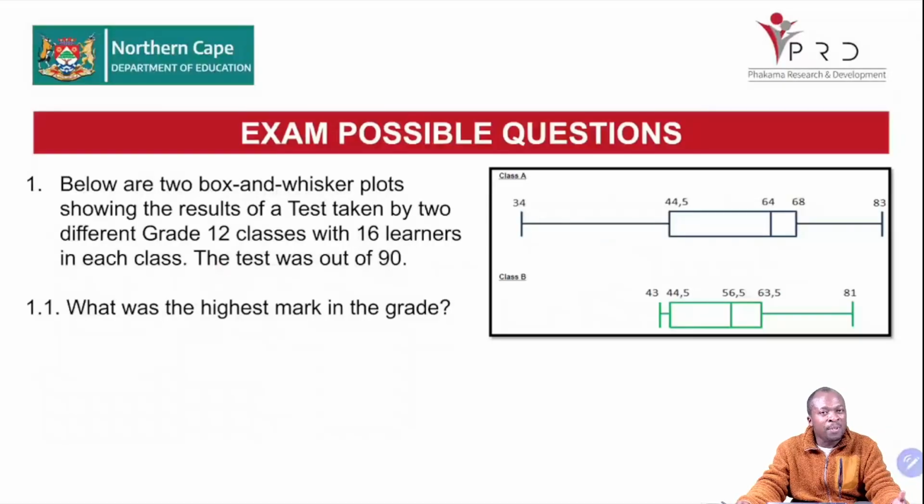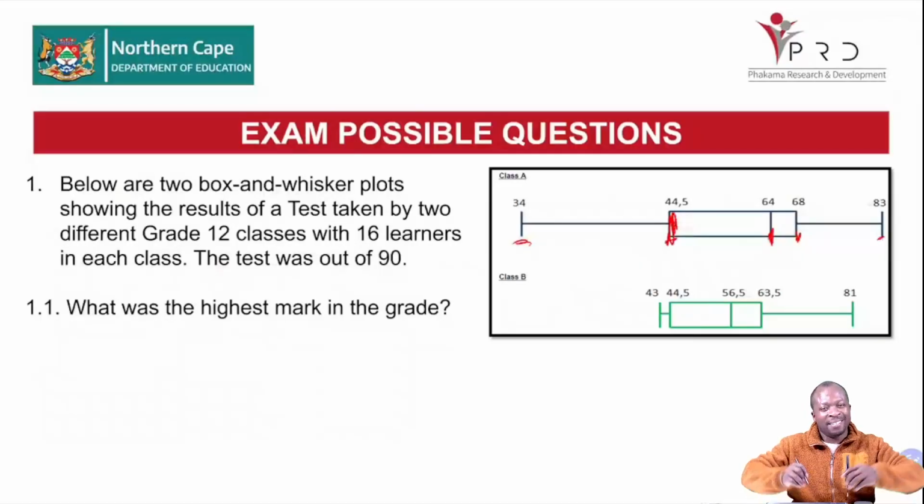Can we now look at some few exam questions then? Look at the first one. It says, below are 2 box and whisker plots showing the results of a test taken by 2 different grade 12 classes with 16 learners in each class. The test was out of 90. So they didn't give us the values, but they gave us the box and whisker plot. Remember, here, what is the name of the first line? Good, minimum. What's the name of this line? Q1. How about this one? Q2, this one, Q3, and then this one, maximum.